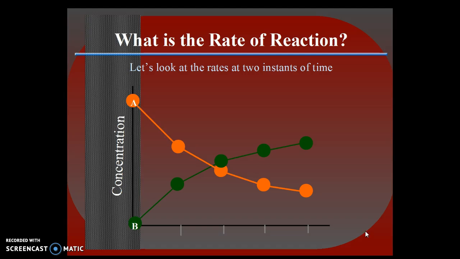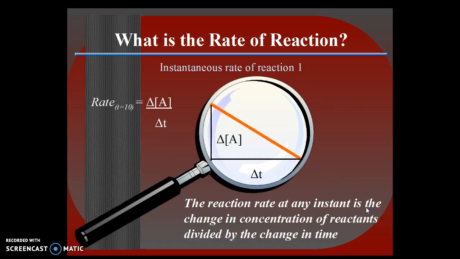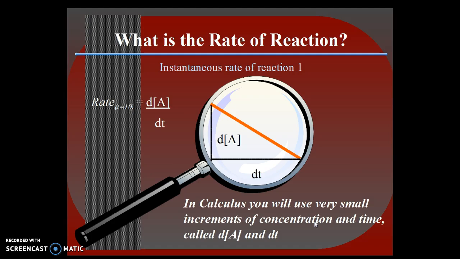So let's look at the rates at 2 instants of time, just kind of taking that graph and blowing it up. With a sufficiently small time interval, maybe a millisecond, the graph of concentration versus time is a straight line. And so we can talk about the change in the concentration of A versus the change in time. That's the reaction rate. Change in concentration divided by the change in time. In calculus, you'll use very small increments of concentration of time, and you'll call this dA and the time change dt.